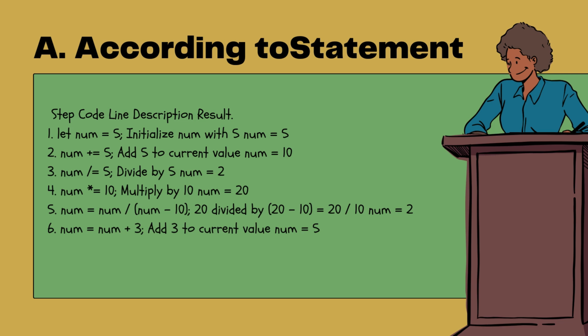Now, here's a tricky part. num = num / (num - 10) means 20 divided by (20 minus 10), which is 20 divided by 10, that gives us 2. Lastly, we add 3, so the final value of num is 5.